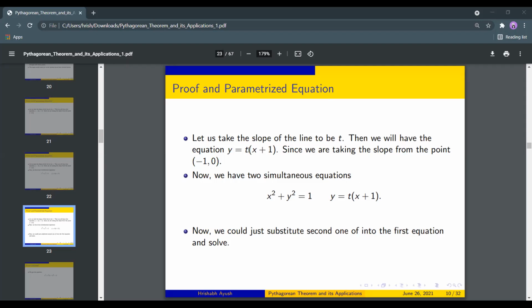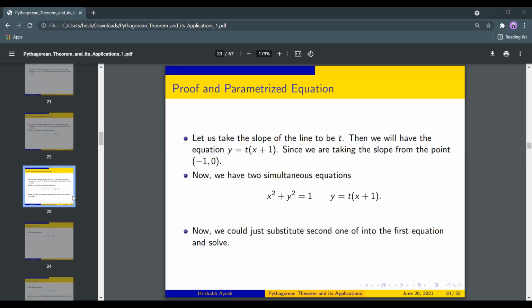So we took x prime, y prime as a general point, but we solve it in terms of x and y. So it is y equals t times (x plus 1). Does that make sense? Sorry, what did you say? I said that we took the point.